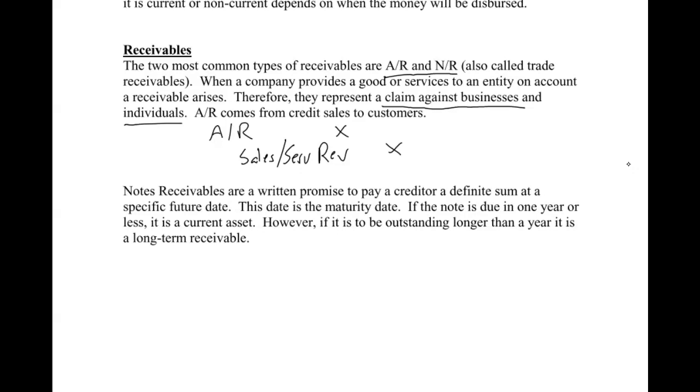Notes receivable are a little different in that they're a written promise to pay a definite sum at a future date. This date we'll refer to as the maturity date. If it's due in 1 year or less, it's a current asset. If it's outstanding longer than a year, it is a long-term receivable. So we will get into how to account for notes receivable, whether there's an interest rate or there's not an interest rate implied on it or explicitly stated on it. We'll go through all of that.